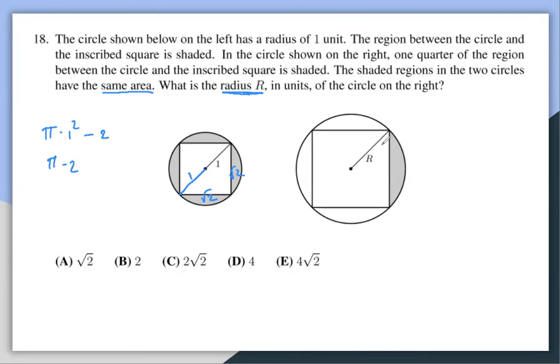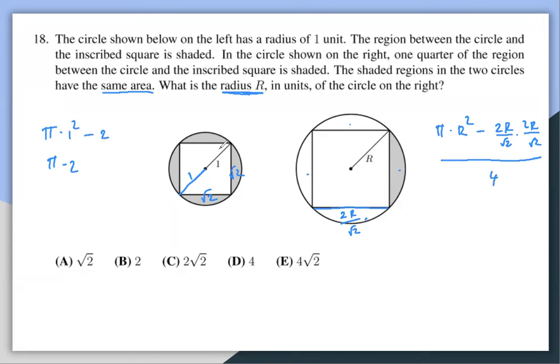On the right, I can do the same thing. This is R and this is R, so that's 2R. If I divide 2R by root 2, I will get one leg, which is this one, for example. So the area is pi times radius squared minus the area of the square, which is going to be 2R over root 2 times 2R over root 2. But when I do this, I just find this region. We need to take 1/4 of this.